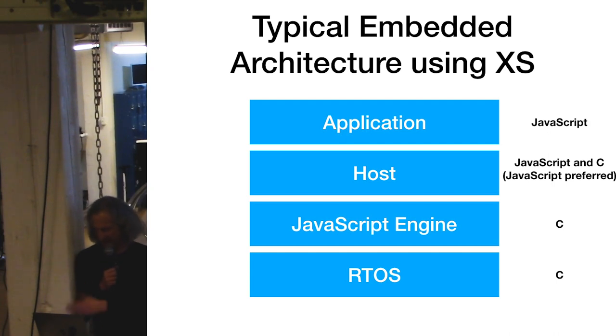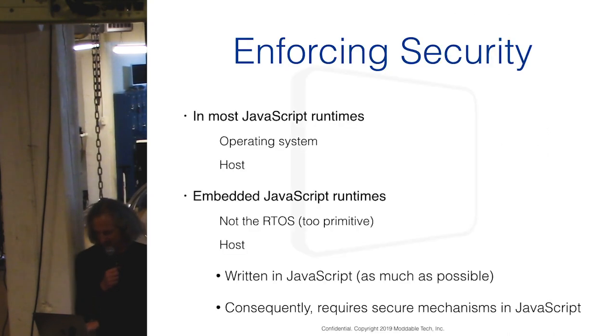So this slide told you what I just said. We do everything in C at the bottom, of course, and JavaScript at the top. And the host is mostly JavaScript with just a little bit of C. So when you want to enforce security, like in Node or in the browser, you do that through the operating system and through the host. The browser has a million things to enforce security. In our world, we can't do that. The RTOS is too primitive. It knows how to allocate memory, not protect it.